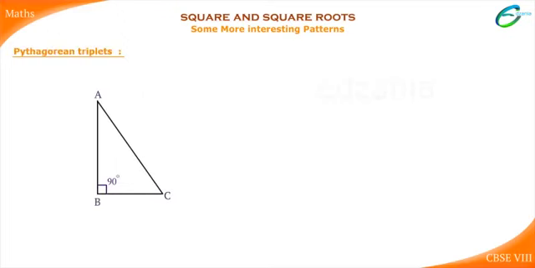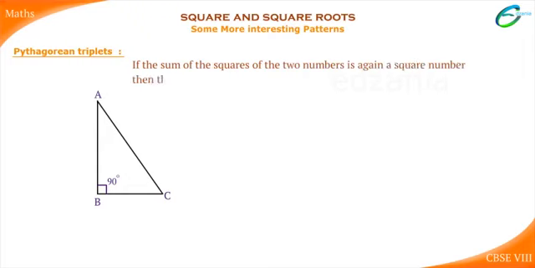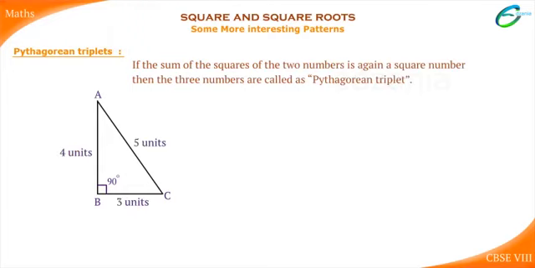You are all familiar with Pythagoras Theorem. In Pythagoras Theorem, the sum of squares of two sides is equal to the square of the hypotenuse in a right-angled triangle. The lengths of the three sides are nothing but Pythagorean triplets. If the sum of the squares of two numbers is again a square number, then the three numbers are called a Pythagorean triplet. Let us use the right-angled triangle with sides 3, 4, and 5 units.